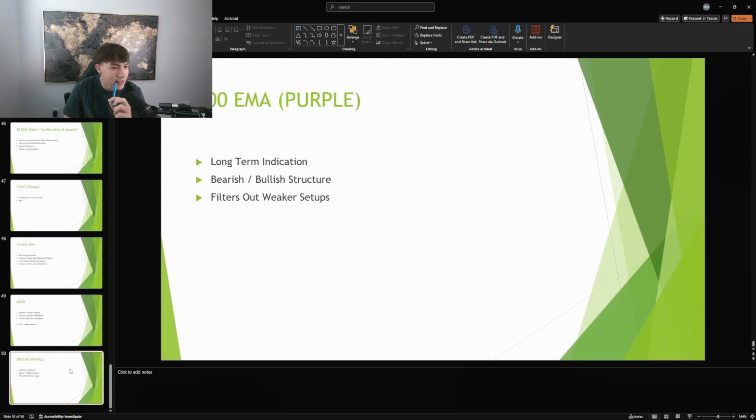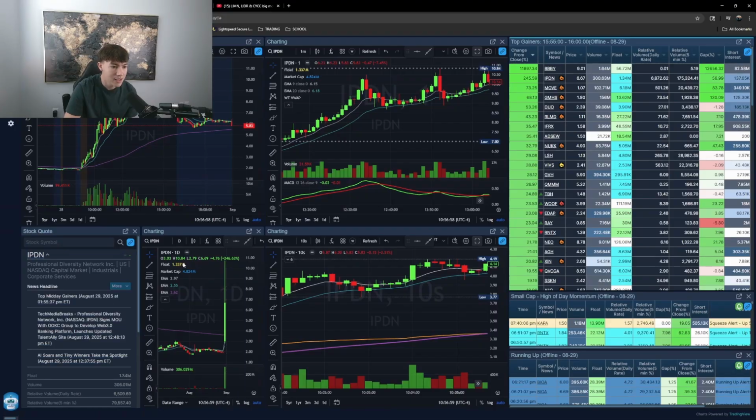And then the last EMA is a 200 EMA. And this 200 EMA is, I think, one of the most important indicators for a strong setup in a small cap stock. So what we're looking for is this on the daily chart. If we have room on the 200 EMA, either above or below it, this can really filter out the weaker setups when you're trading. And so, for example, we can see here on INDP what kind of setup this is.